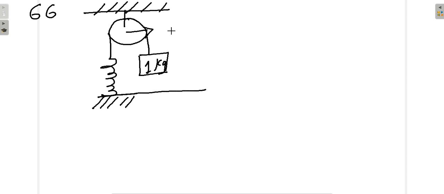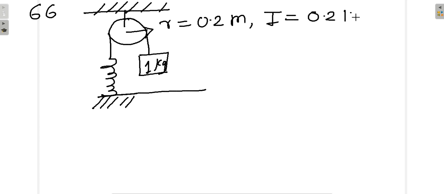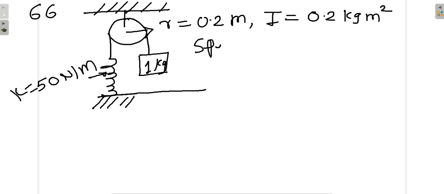The radius of this pulley is given as 0.2 meter and its moment of inertia is also 0.2 kilogram meter square. The force constant of this spring is 50 Newton per meter, and we are supposed to find the speed of the block after it descends through 10 centimeter.